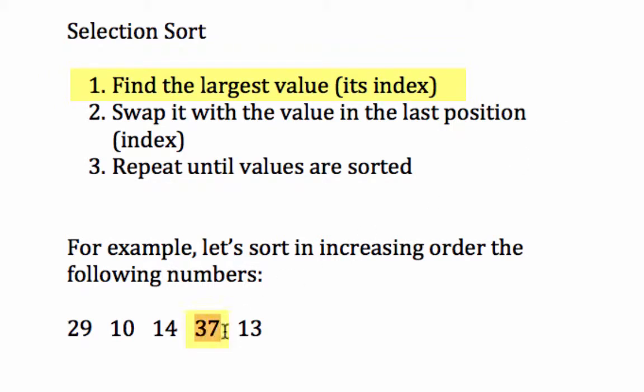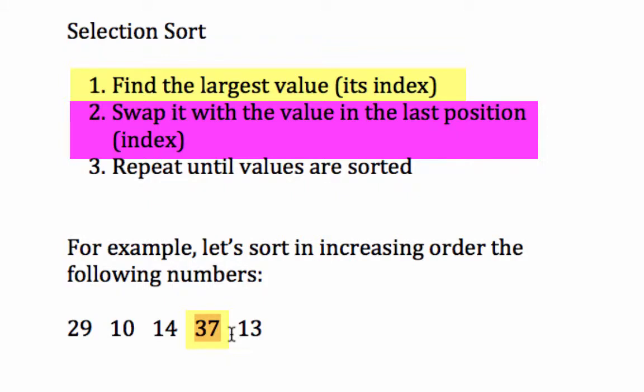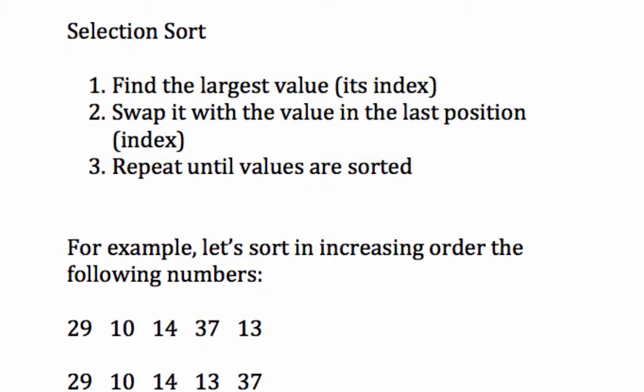Well, the largest value is 37. Second step is to swap that value that we just found with the value in the rightmost position, which happens to be 13. So we're talking about swapping the position of these two values. The other values stay the way they are. So 29, 10, and 14 do not change, but 37 and 13 are going to swap their positions. Notice that once I finish the first 2 steps, I have one value, the largest value, 37, in the correct position, which is the last position of these 5 numbers.